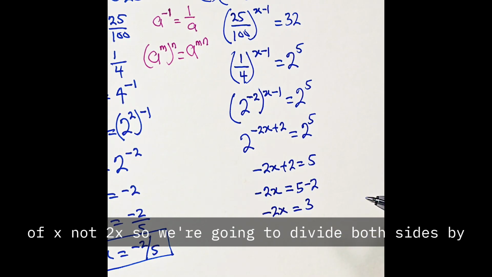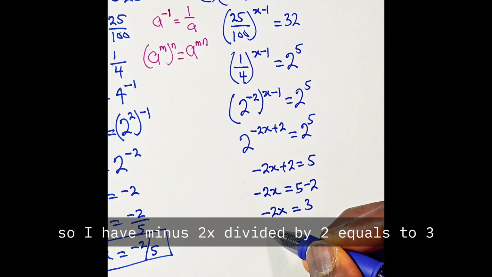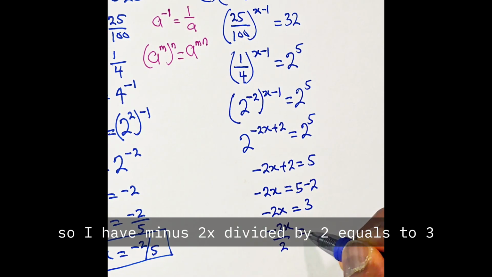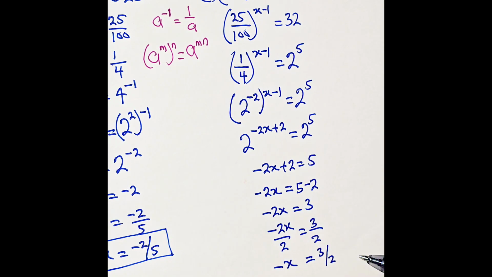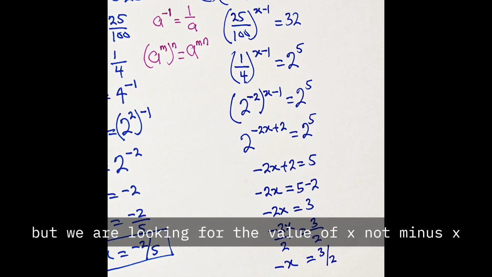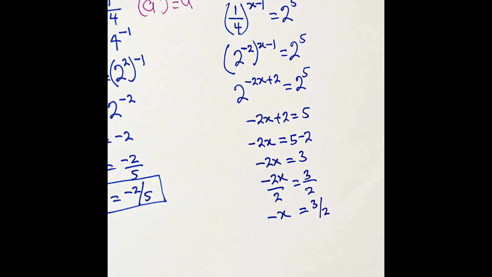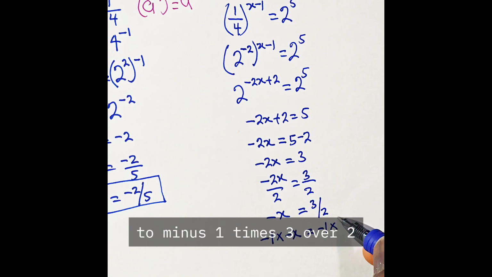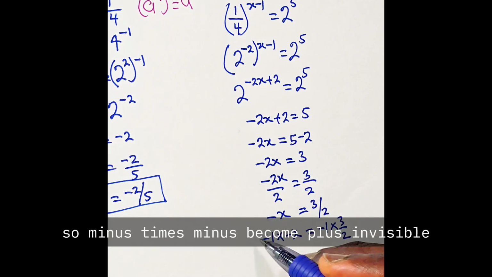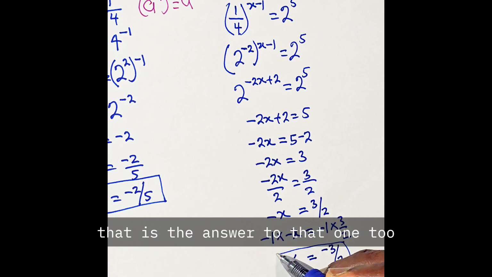We need the value of x, not 2x. So we're going to divide both sides by 2. So I have minus 2x divided by 2 equals 3 divided by 2. So I have minus x equals 3 over 2. But we are looking for the value of x, not minus x. What do we do? You multiply both sides by minus 1. And when you do that, you have minus 1 times minus x equals minus 1 times 3 over 2. So minus times minus becomes plus, with the invisible one. So I have x equals minus 3 over 2. So that is the answer to that one.